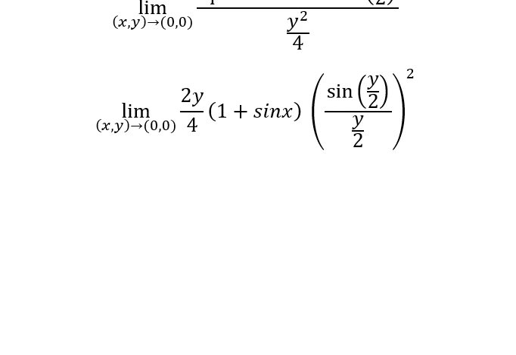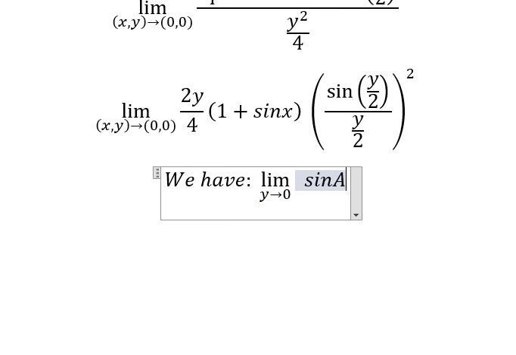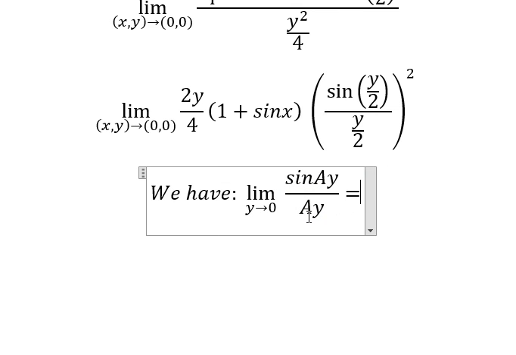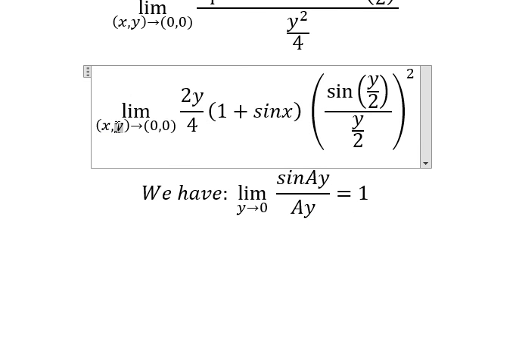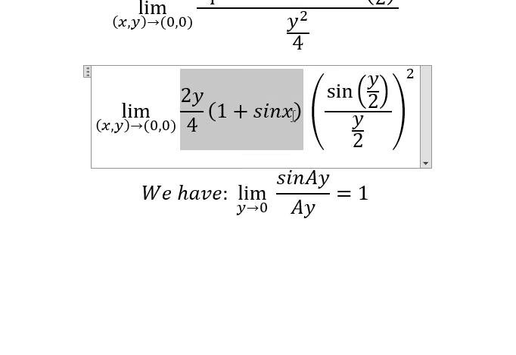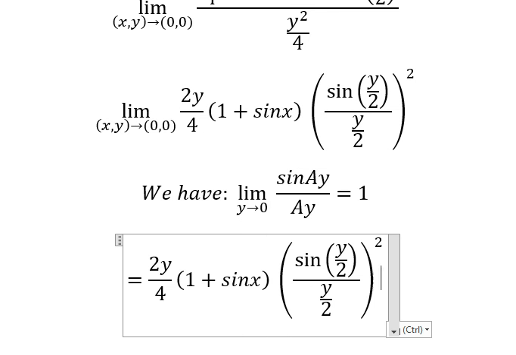Next, we have the formula. This one we have the number 1 because y approaches 0 here. So this one you get 1. Now we can put 0 here and 0 here. And then we have the final answer.